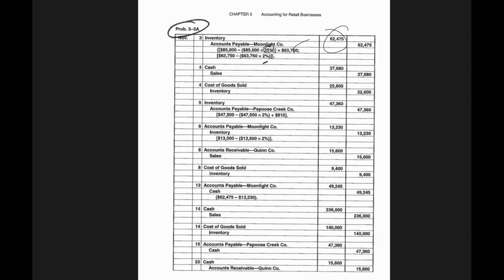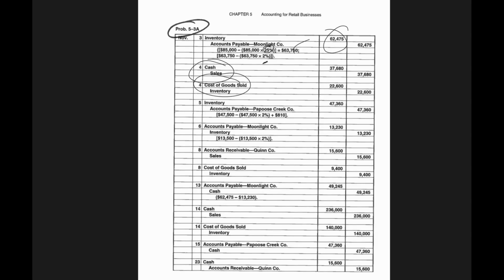Sold the merchandise for $37,680, and the cost of goods sold was $22,600. Of course, it's our two transactions for the sale of inventory. Pretty straightforward. The fifth, purchase merchandise on account from Papoose, $47,500, 2/10 net 30. Freight was $810. This was FOB shipping point.